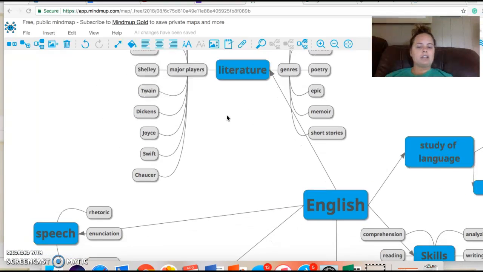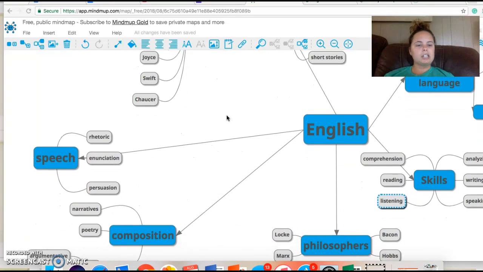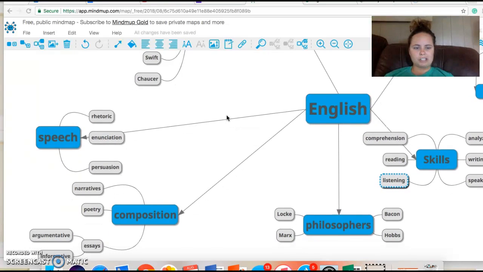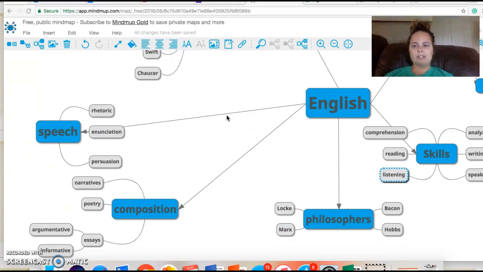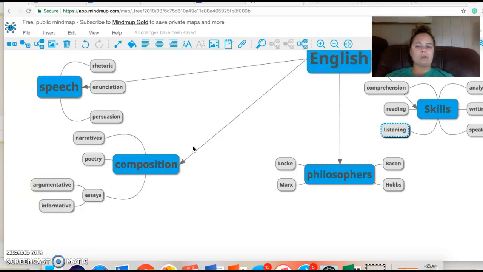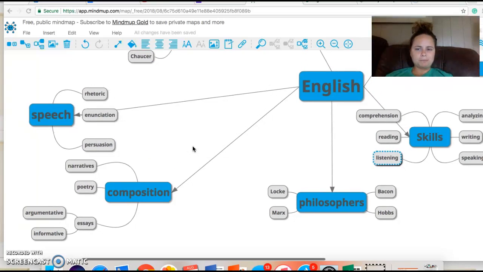And then I also think of speech and speaking as a component of English. Some of the subcategories are rhetoric, enunciation, persuasion. And we teach that a lot when we address the standards. And then I have composition and writing, so narratives, writing poetry, essays, argumentative, informative, and all the aspects that kind of go into composition.